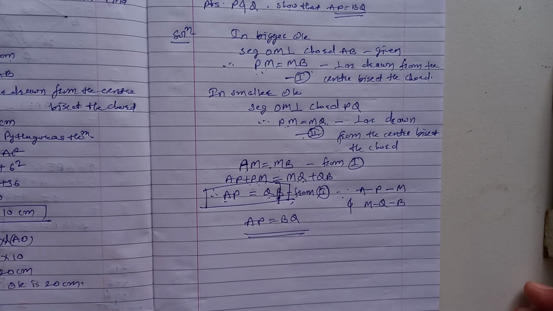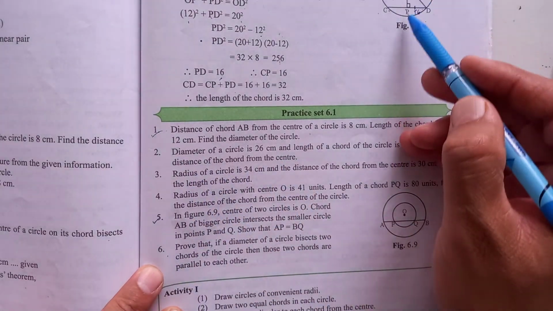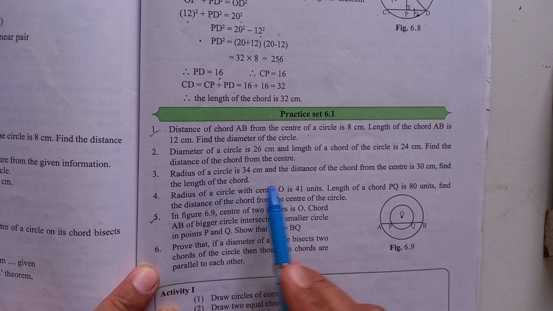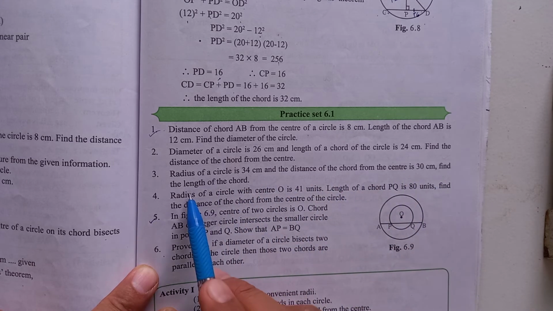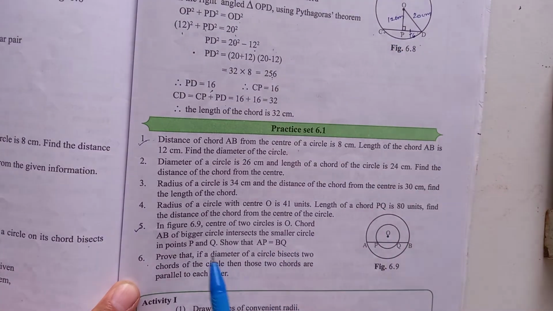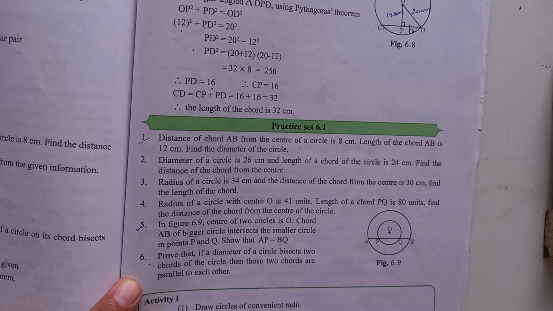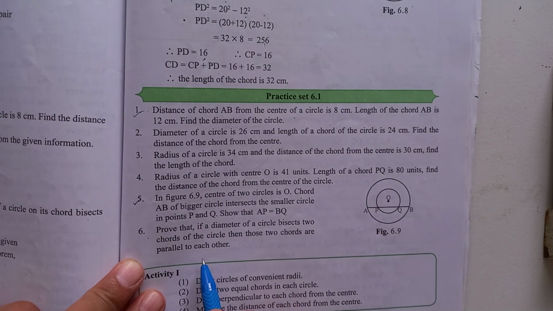So like this you have to solve remaining example. This one. Second, here you have to find distance of the chord, means this distance. Here radius is given or whatever be, you have to find the length of chord, means this part, and here you have to find the distance of the chord from the center of circle. So like this simple example, and here you have to prove this one.